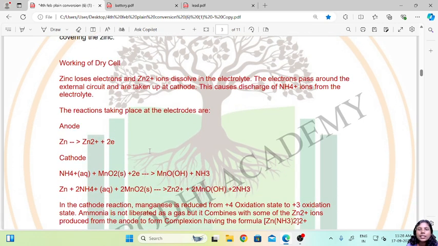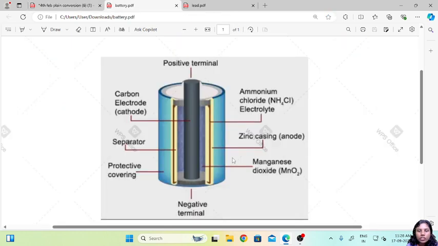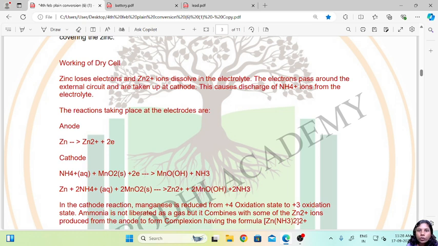Now let's see how this dry cell works. Zinc loses electrons and Zn2+ ions dissolve in the electrolyte. So the zinc starts to lose its electrons and goes into the electrolyte solution as Zn2+. The electrons pass around the external circuit and are taken up at the cathode. Once these electrons are left out into the solution, they pass through the outer circuit and reach the cathode. This causes discharge of the NH4+ ions that are present.